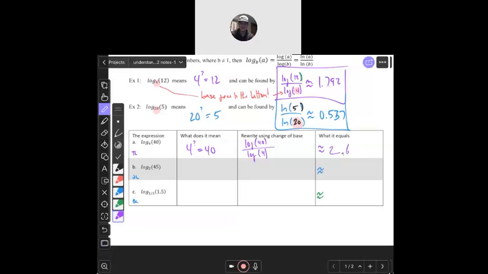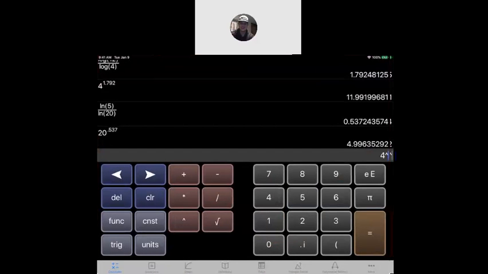Okay. And again, you always check that, right? Does my answer actually work? 4 to the 2.661, there's 40, right? Now, that'll check.